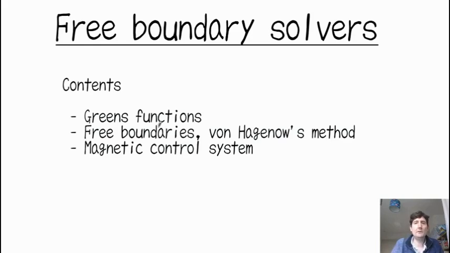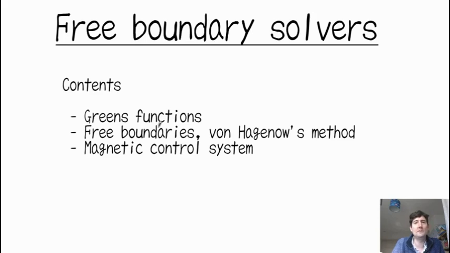Welcome. In this video I'll introduce free boundary Grad-Shafranov solvers. These are a variation on the fixed boundary I showed previously and introduce some additional complexities that we'll try and explain. So I'll introduce Green's functions, which are used for calculating boundary conditions and for modeling the coils of the plasma. Some faster ways of solving the boundary conditions, so von Hagenow's method, and the feedback control system that you need if you're solving a free boundary problem.